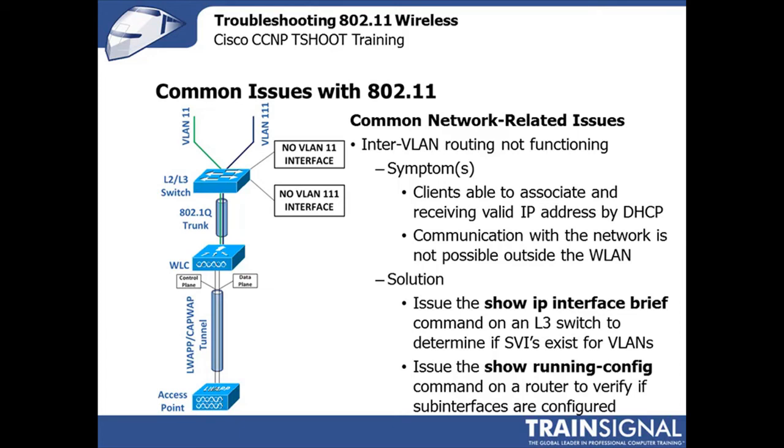Typically, the symptoms are you're not going to be able to get a valid IP address, and communication with the network is not possible outside the wireless LAN. In other words, you can reach the access point, you can reach other clients, but you can't get anywhere else.